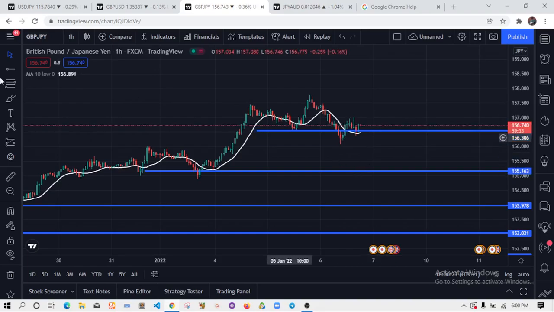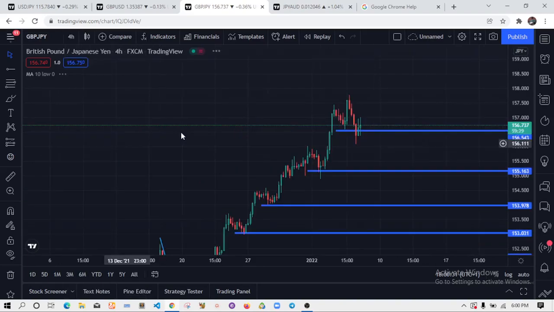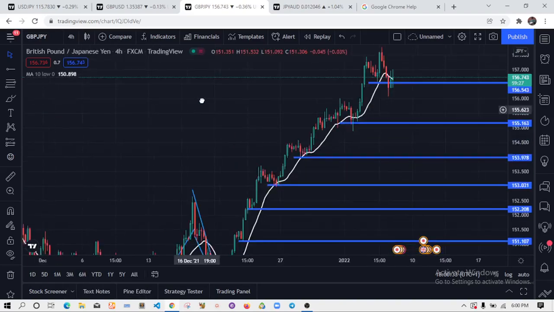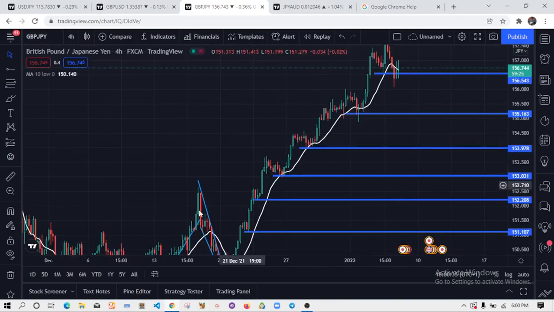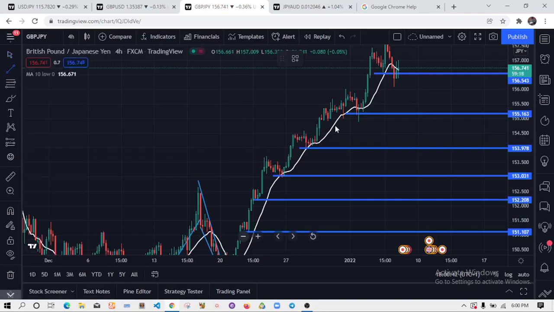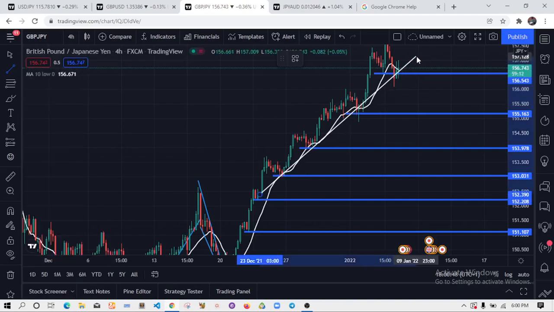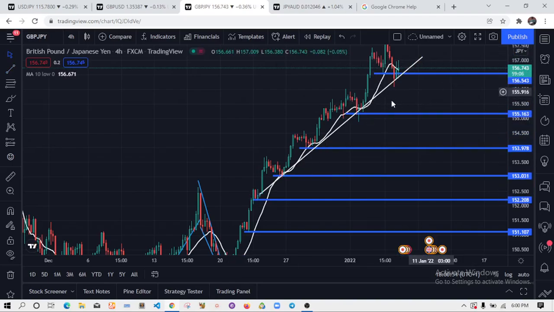What are we expecting when we go to a higher time frame? First of all, 4 hours time frame. We have a clear uptrend. You can see this is an uptrend, guys. So once you discover an uptrend, you can now draw your trend line if you want. You can draw your trend line if you feel like it, but the important thing is that you identify the swing lows and add your indicator.